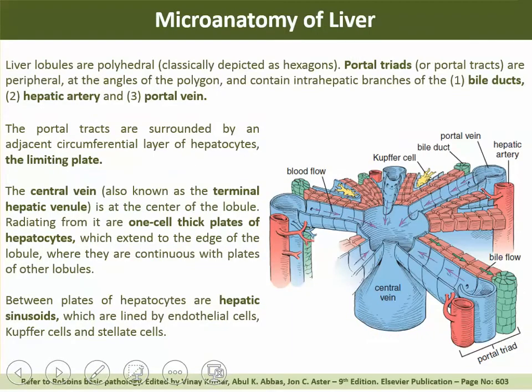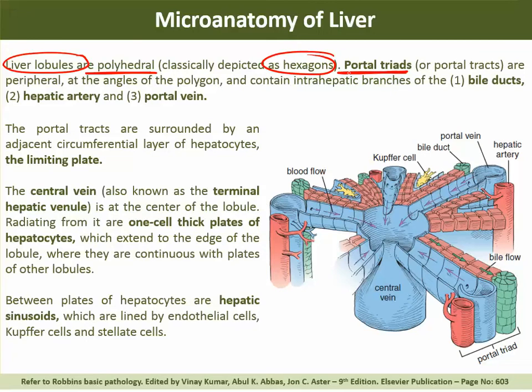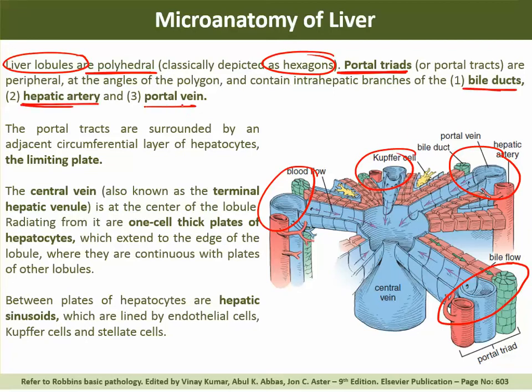So before going to the pathology of liver as such, let us discuss the microanatomy of liver, very important. When you see the liver microscopically, it will be of lobules. They are polyhedral in shape, like hexagons. If you see the lobules on the outer side, in the periphery, they have 3 structures together. It is called the portal triad. In the portal triad there are the bile duct, hepatic artery and portal vein.